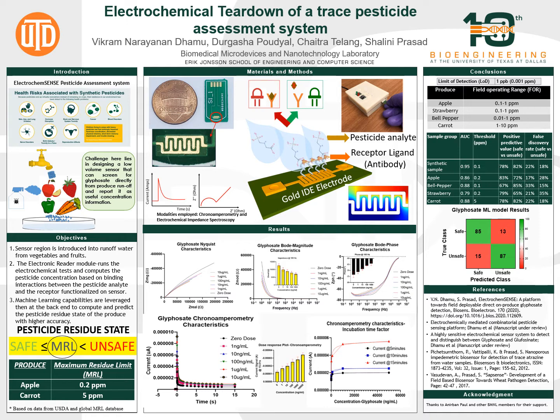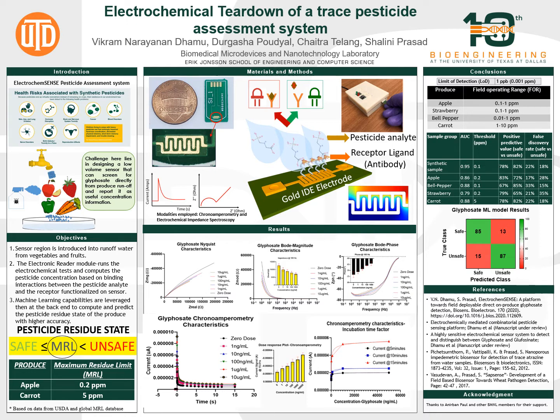The reason for this being that the health risks for humans due to the exposure and ingestion of pesticides is highlighted in this schematic diagram here. Our solution is to come up with a sensing ecosystem that uses runoff water from produce when washing to test for the pesticide traces. And therein lies the challenge to design a low volume sensor that can screen for glyphosate directly from produce runoff and report it as useful concentration information.